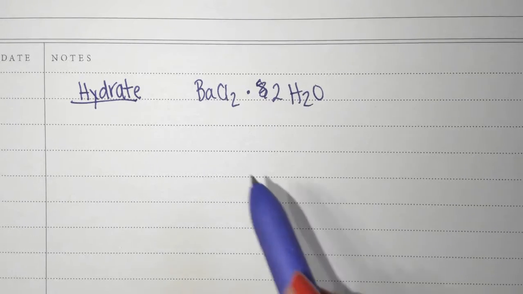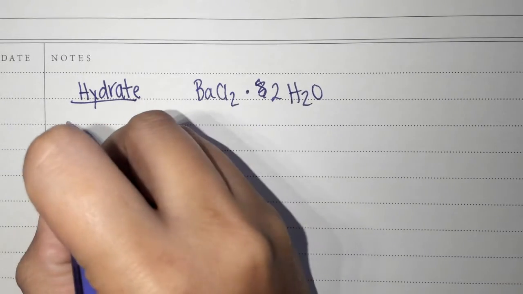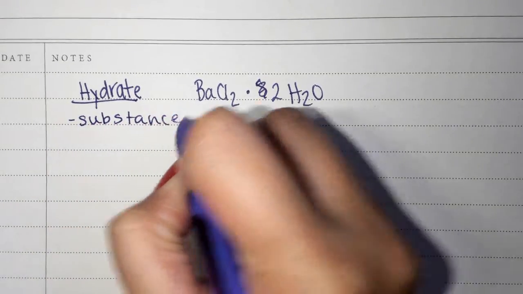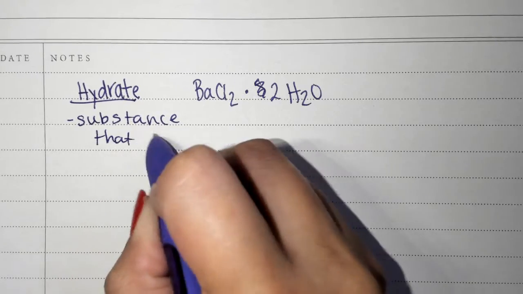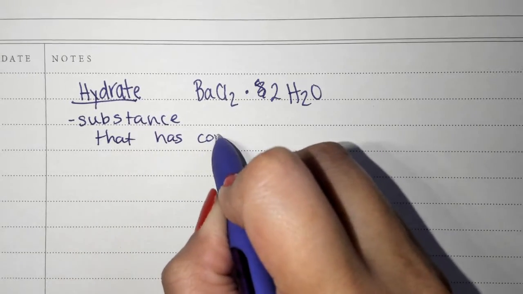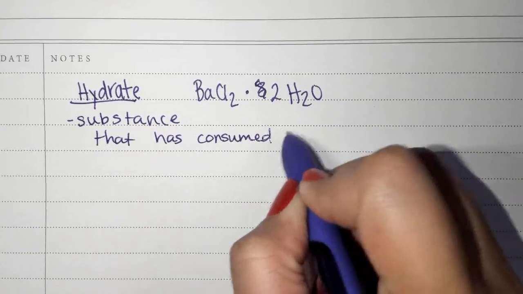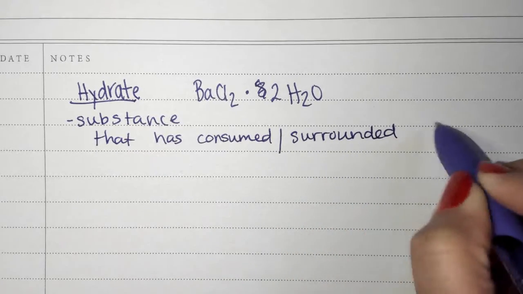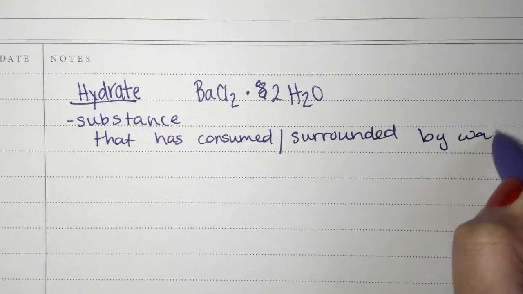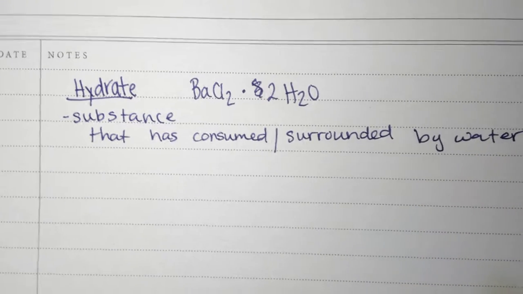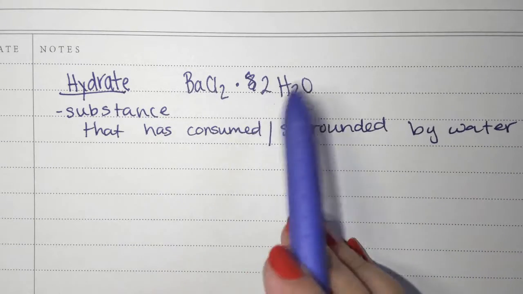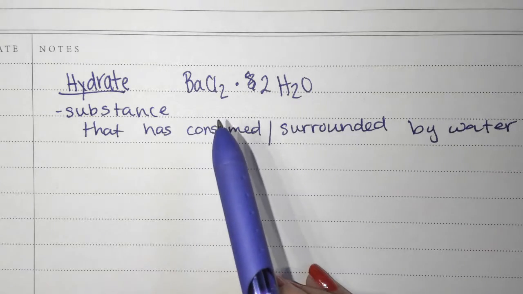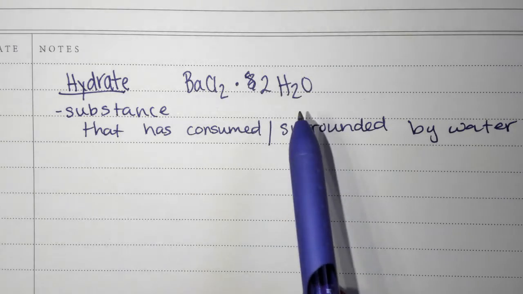So a hydrate is basically a substance or a compound that has been consumed or is surrounded by water. And so with this in mind, we've seen hydrates before. This one is probably the one that we've used most frequently, BaCl2 with a dot and 2H2O.